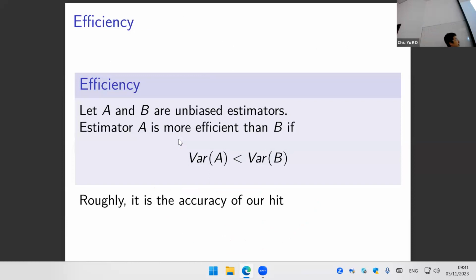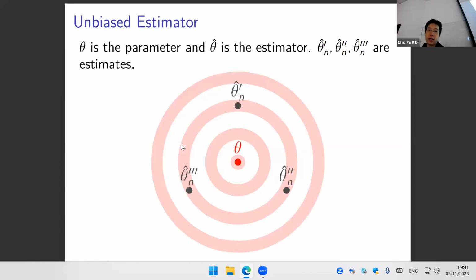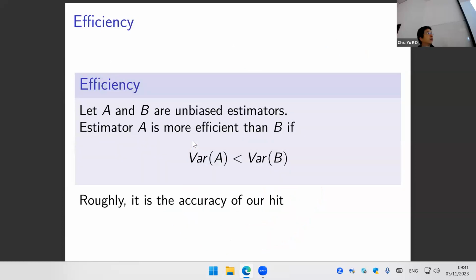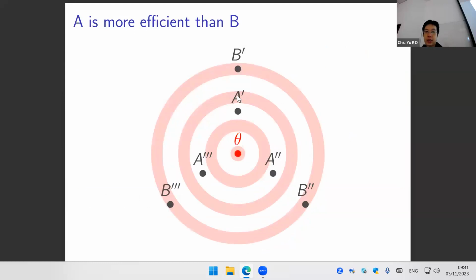And efficiency means how accurate or how good our estimator is. We learned that unbiased means on average hitting the target, and if in general you're closer to the target, that's better. That's called more efficient. That is, compare A and B. A is closer compared to B. That is what is meant by efficiency.